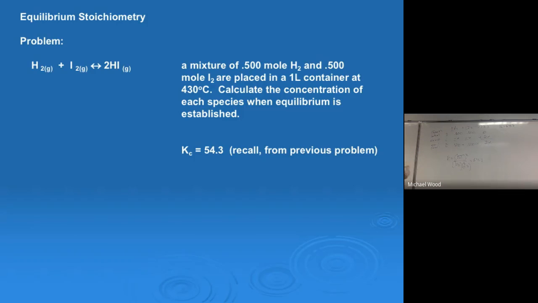Okay, so now I'm going to plug these things in. So I'm going to put 2X here. So I get 2X squared. Okay, and then I'm going to put this here and this here. So I get 0.500 minus X.